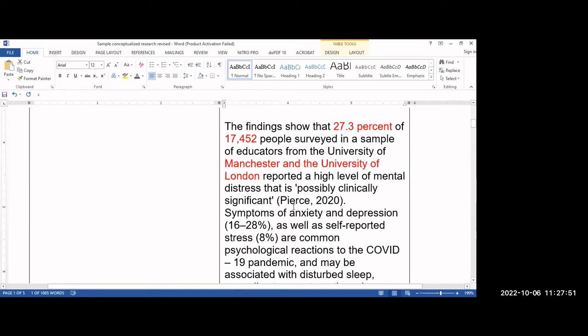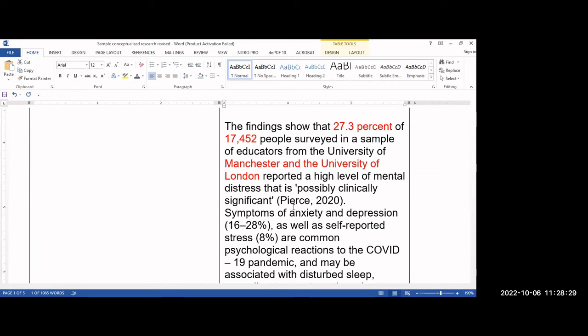So another problem about psychological well-being based on literature review, the findings show that 27.3% of 17,000 people surveyed in a sample of educators from University of Manchester. Kanina is California from one country, ngayon from London. So if you want to establish the traditional way like global, you have to ensure that there is a representation from developed, developing, and underdeveloped countries. Hindi pwede that you are just emphasizing one country, global problem na yan.